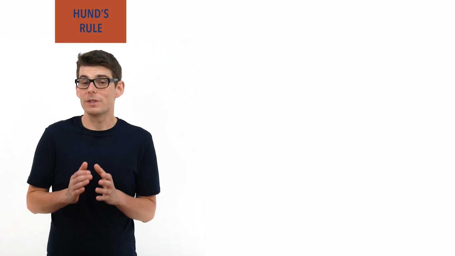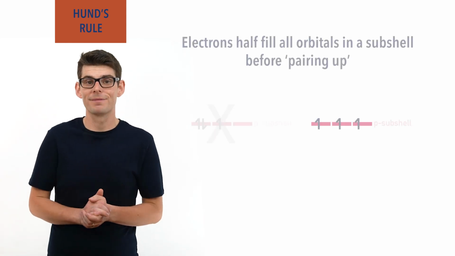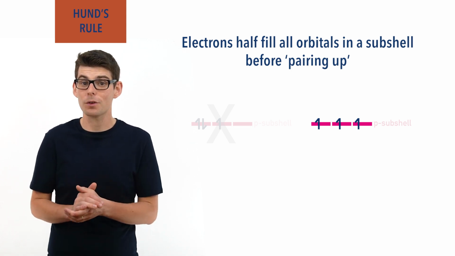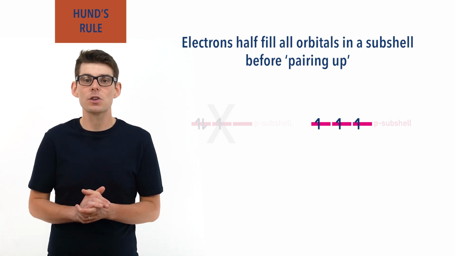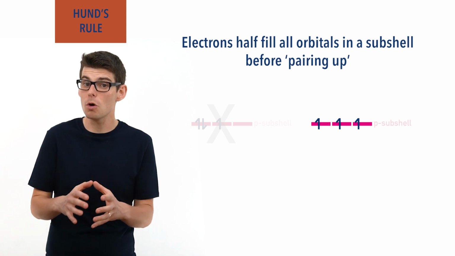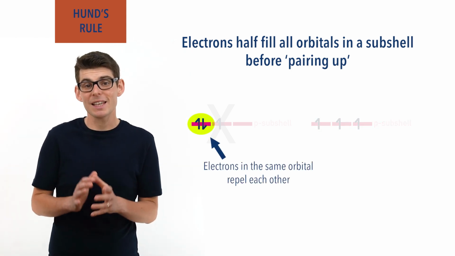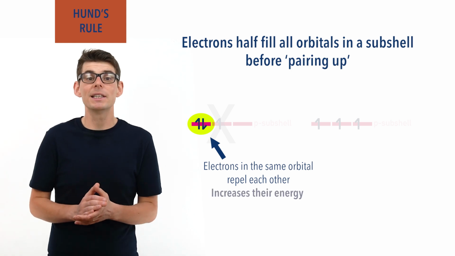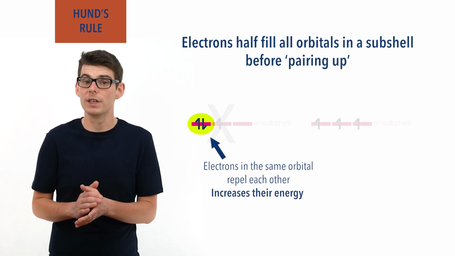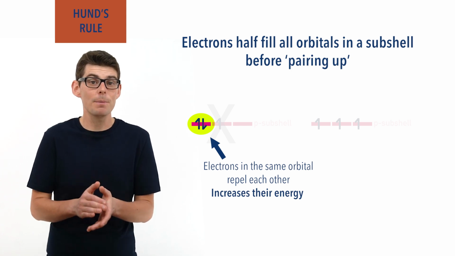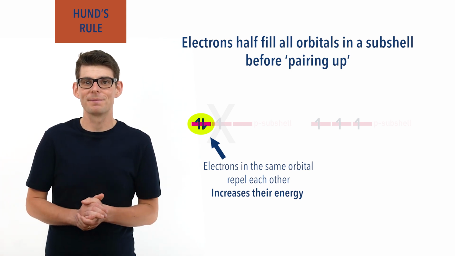When filling orbitals in a subshell, electrons will half fill all the orbitals in the subshell before they pair up. This is because although each atomic orbital can hold 2 electrons, when 2 negatively charged electrons are put into the same orbital, repulsion occurs between them. This means that energies increase slightly, meaning it is harder to put a second electron into a half-filled orbital than it is to put it into another empty orbital in the same subshell.